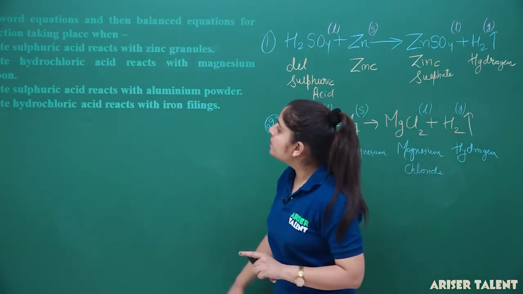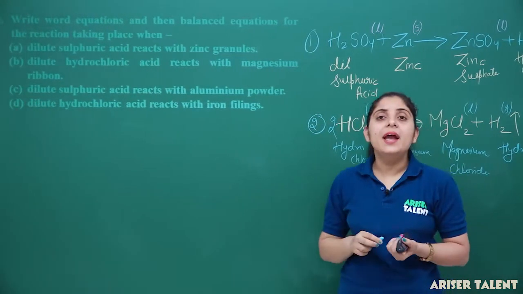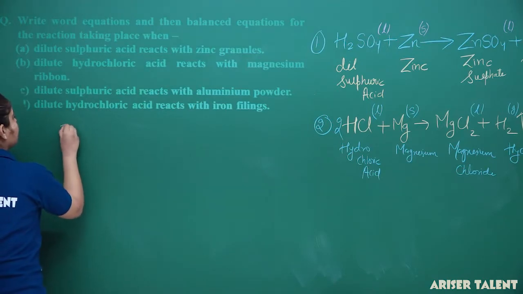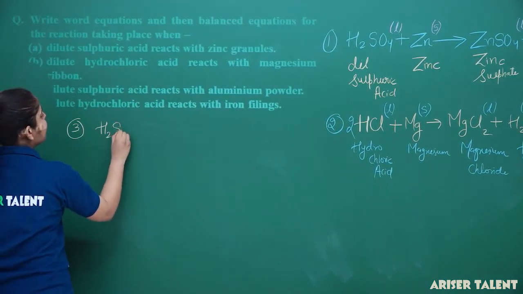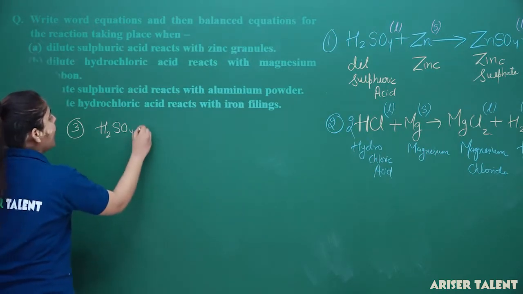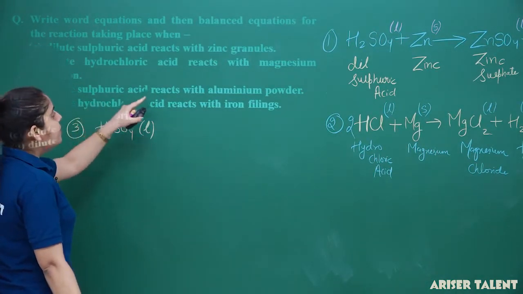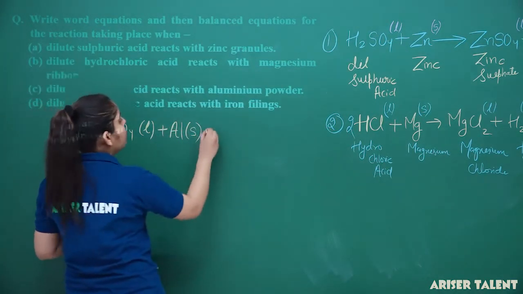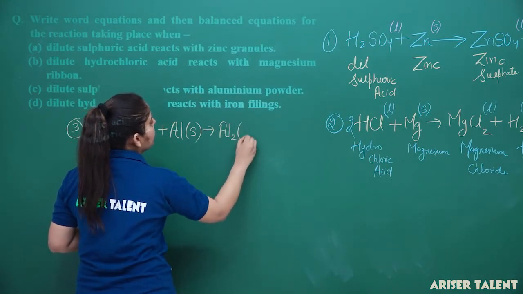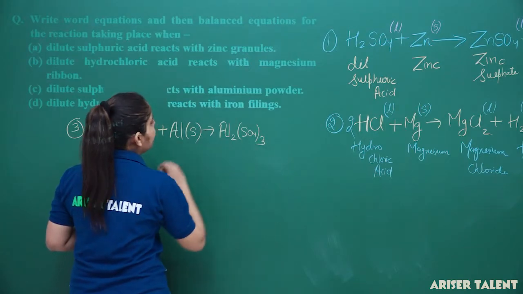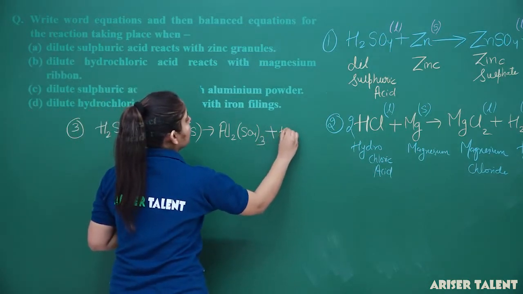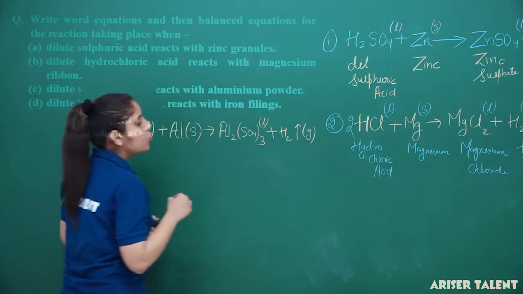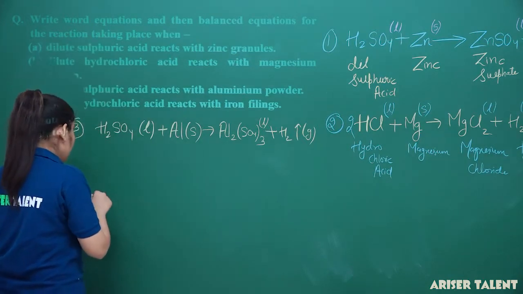Now we are on our third question. Dilute sulfuric acid reacts with aluminium powder. So our third equation will be dilute sulfuric acid, that is H2SO4. H2SO4 will be liquid or aqueous, and it reacts with aluminium powder. Aluminium powder is solid. What will we get on the product side? We will get aluminium sulfate with the evolution of hydrogen gas. This aluminium sulfate will be in salt form, that is it may be solid or liquid form.